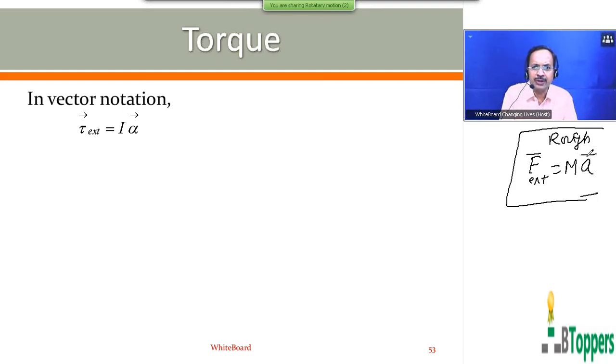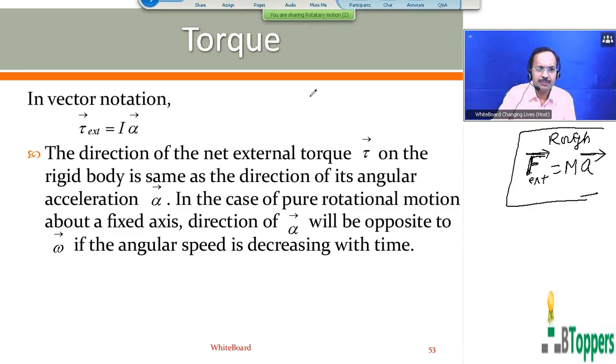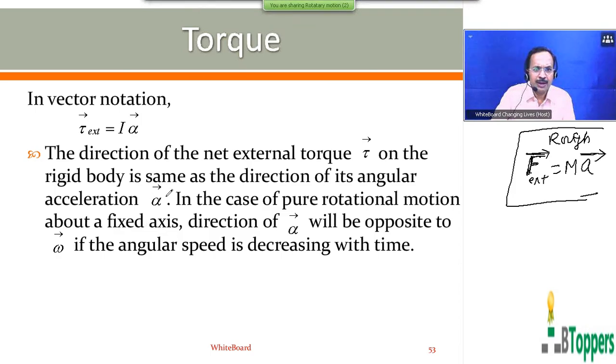So for a rigid body in pure translatory motion, we can say the direction of the acceleration A bar of the body is same as the direction of the resultant of all the external forces which act on the body. The same way for rigid body in pure rotational motion about a fixed axis, the direction of alpha bar is same as the direction of the torque, which is directed along the axis of rotation. So the direction of the net external torque tau bar on the rigid body is same as the direction of its angular acceleration alpha bar.